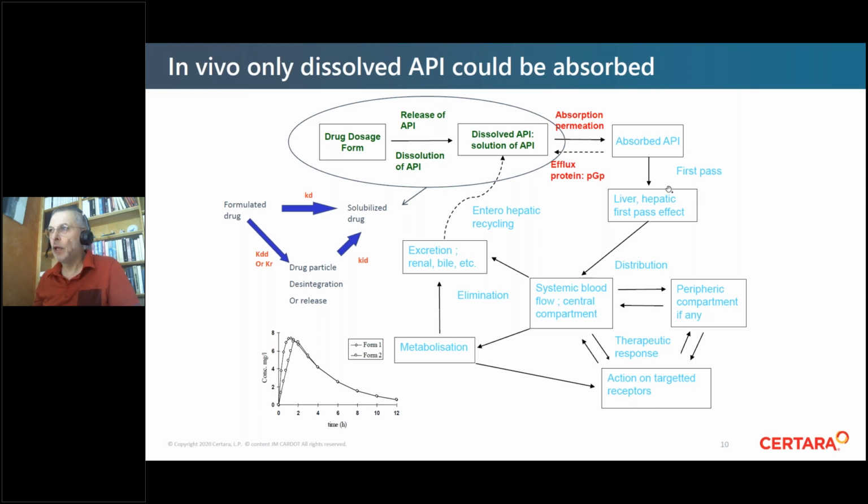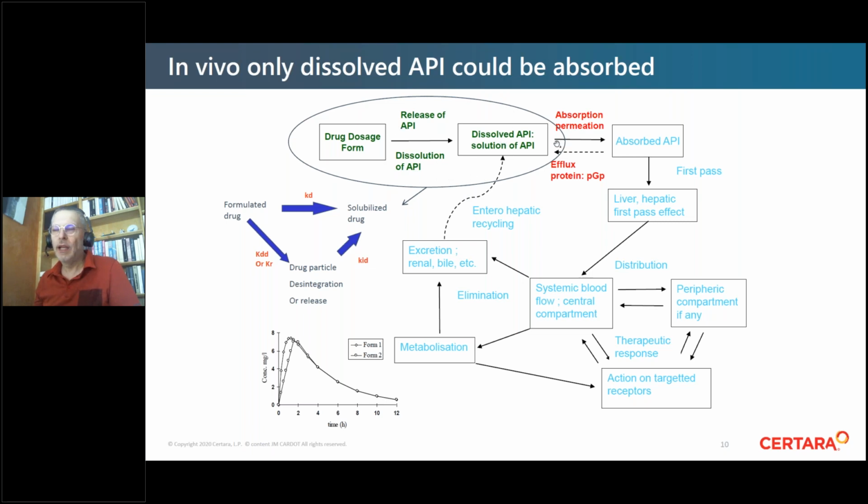When it's a tablet, you may have a first pass effect before the blood. But for example, when it's an implant under the skin, you may not have this first pass effect. But everything is going to be governed by the time needed to release the API and then to dissolve it. If you take that into consideration, what is quite important to understand is that the 2 parts here, which are in green, correspond to nothing more than the in vivo dissolution of the API. When the drug is dissolved, it can be absorbed.